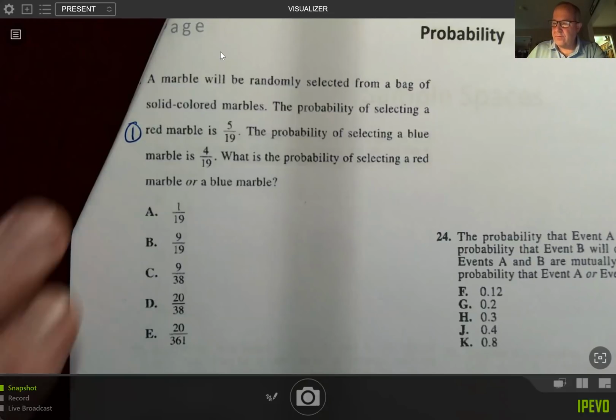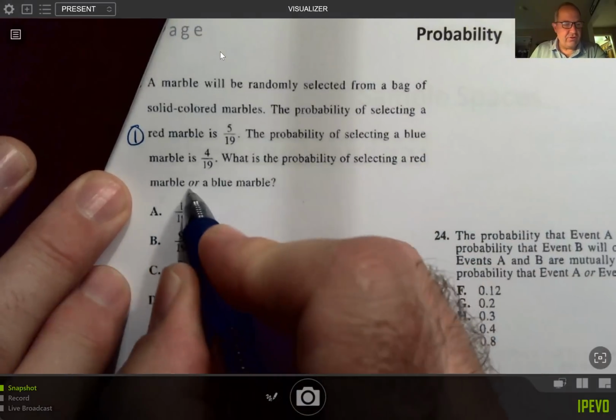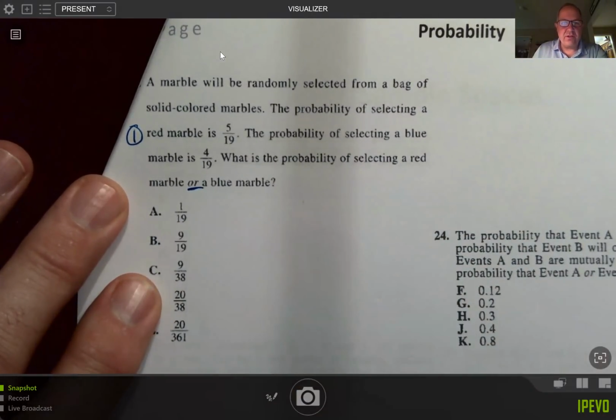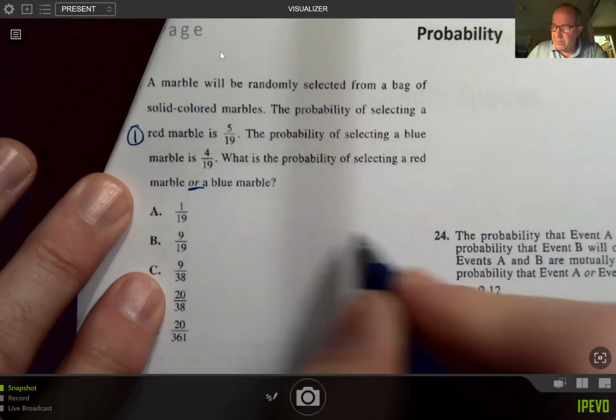Okay, now, some of you probably saw, wait, there's an "or" there, Mr. Flynn. We should be subtracting the overlap. Well, let's pretend we are going to do the overlap. It'd be probability of red.